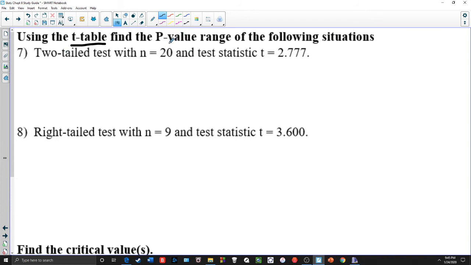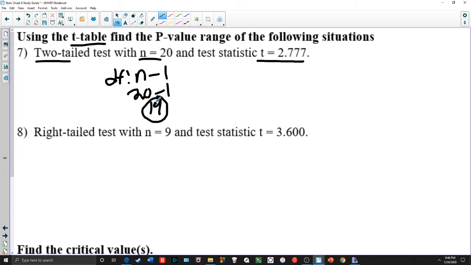And we're looking for a p-value range, because t-tables do not give you p-values exactly, but they do give you a range of possibilities. So two-tail, n is 20, t-stat or test stat is 2.77. So a few things you have to note here. T-tables require a degree of freedom. That means that your degrees of freedom, often called your DF, is just your n minus 1, which in this case is 20 minus 1, which is 19. So your degrees of freedom is always simply the number of things you have minus 1. So you have 19 degrees of freedom.